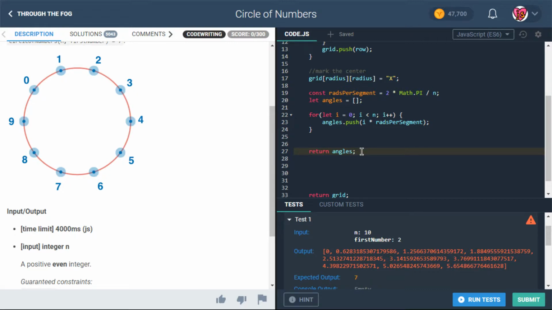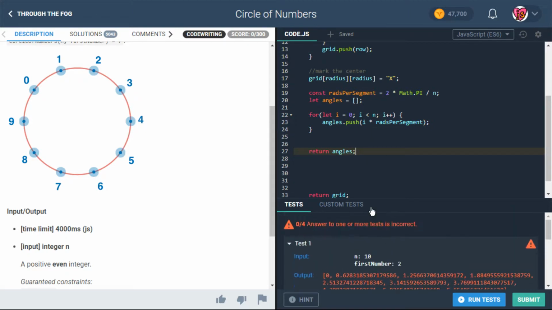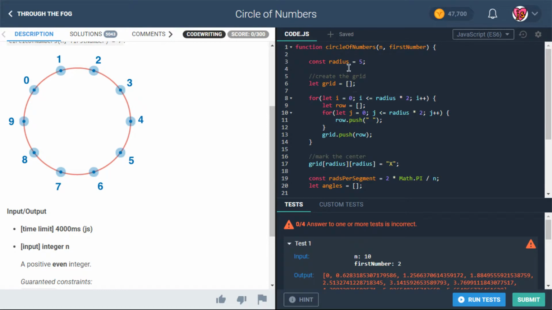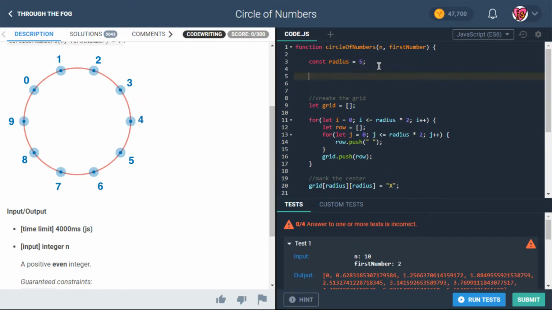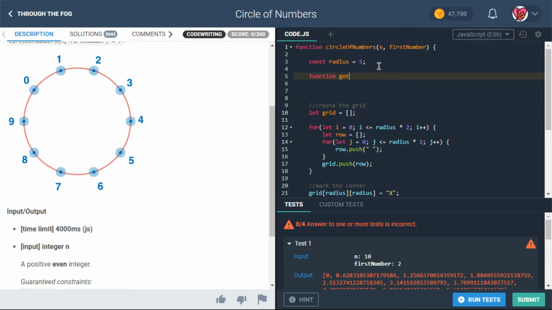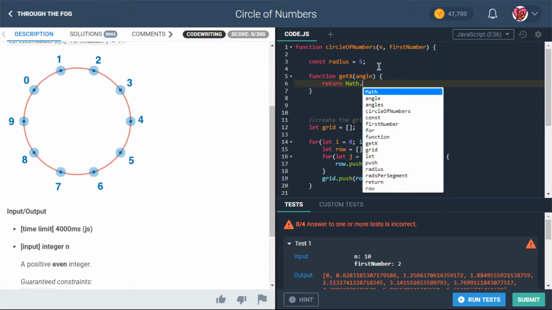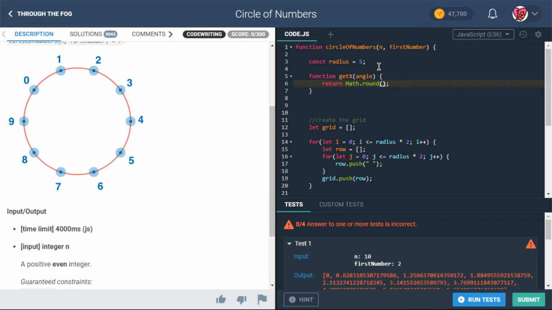Now, why is it useful to have our angles? Because we're going to be able to use the angle and the radius to convert from polar coordinates to Cartesian coordinates, which is what we're dealing with on our grid. Let's write some functions for this, because we're going to be using it a few times. We'll say getX, and this is going to take in an angle. We're going to convert the angle to an x value, and then we'll convert it to a y value as well. We're going to round this value because our indices on our grid are whole numbers. We don't have a grid at 1.5. It's got to be whole numbers.